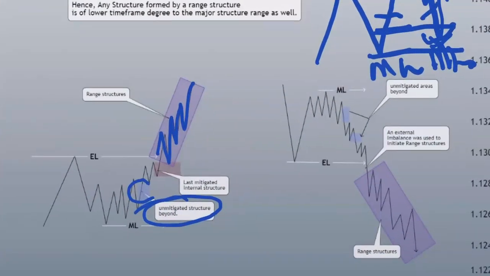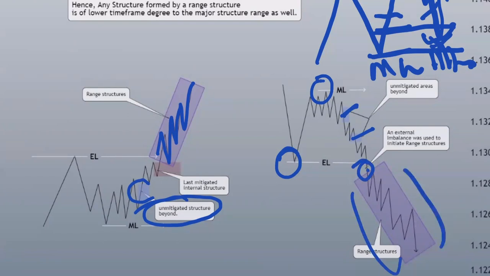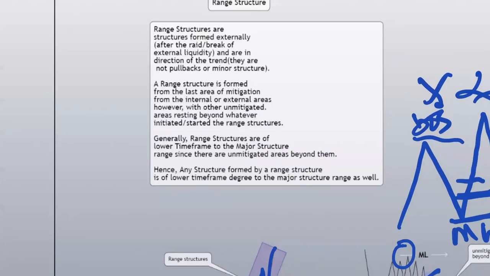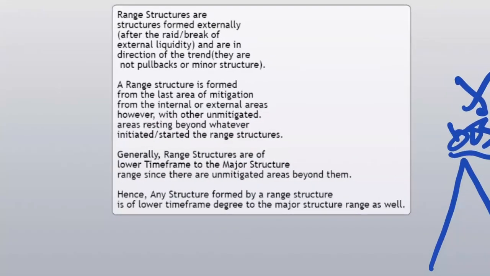So here we have the same scenario, a major liquidity, an external liquidity. All right. So we have unmitigated structure. This is also an imbalance here, beyond it. And what this range structure used to start is a certain external imbalance. All right? That's what this particular range structure example used to start its own range structure. That is why this point noted something for us here. See what I wrote here? I put here that the internal range structure is formed from the last area of mitigation, from the internal or external areas.